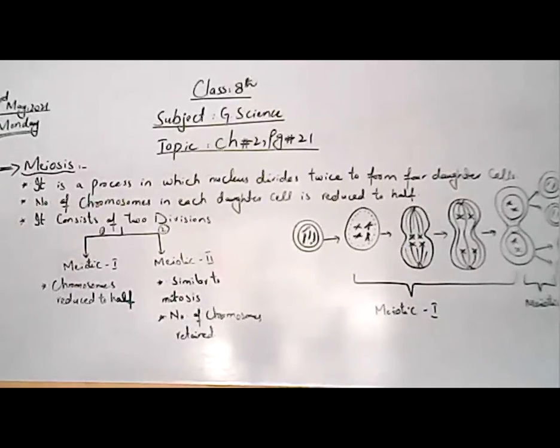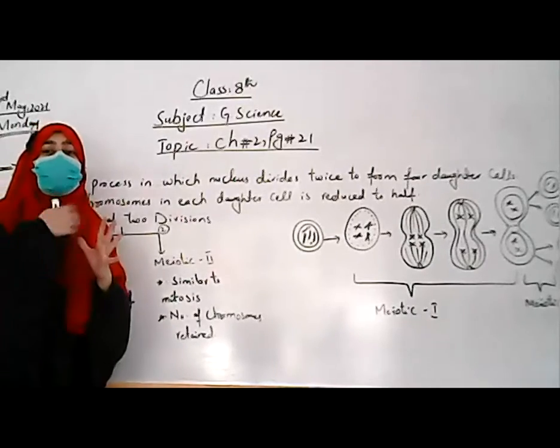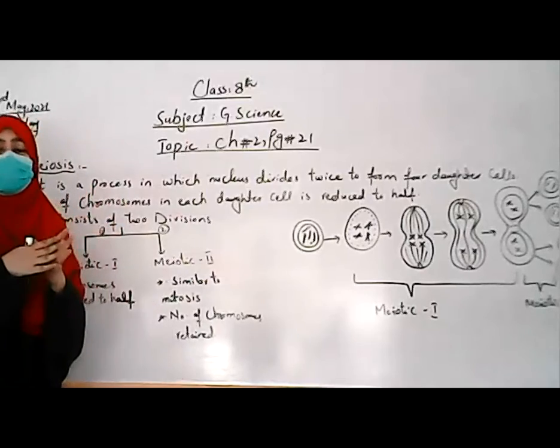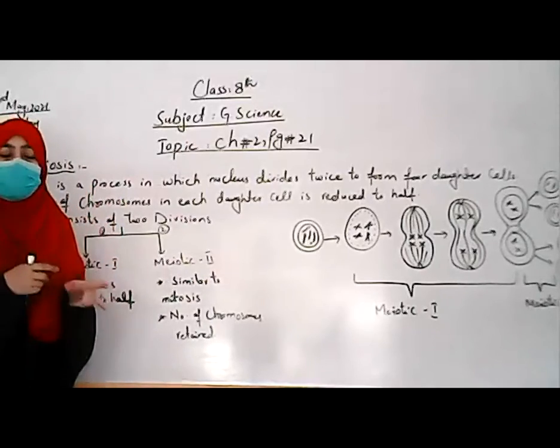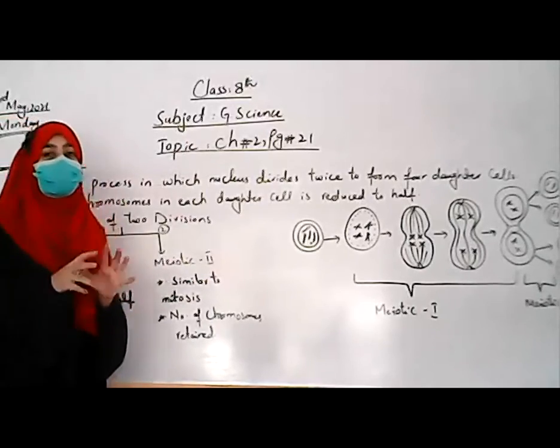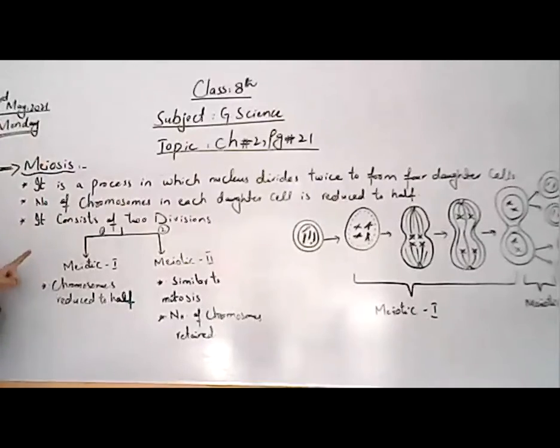What is meiosis? Meiosis is also a division of cell, a process in which the cell divides. But here the cell divides twice to form four daughter cells. Firstly, the cell divides and forms two. Then the two daughter cells again undergo division and form the four daughter cells. A single parent cell produces four daughter cells.